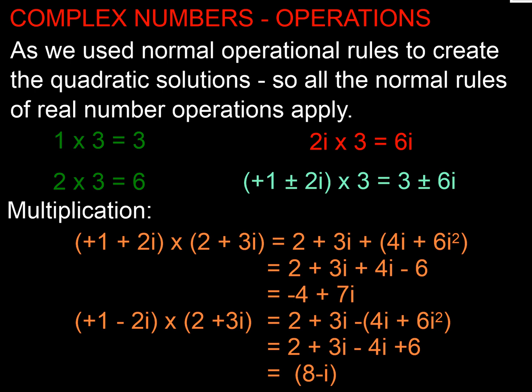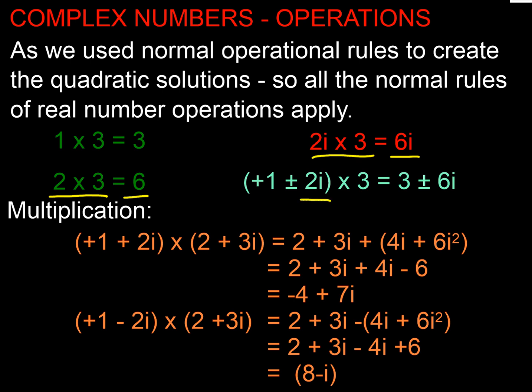Okay. Operations of these complex numbers, well, we created them by using normal operations. I multiply, divide, add, subtract, and they still operate in complex numbers. They just have some slightly weird effects. Yeah, so we're all happy that 2 times 3 equals 6, etc. Or 2i times 3 is 6i.